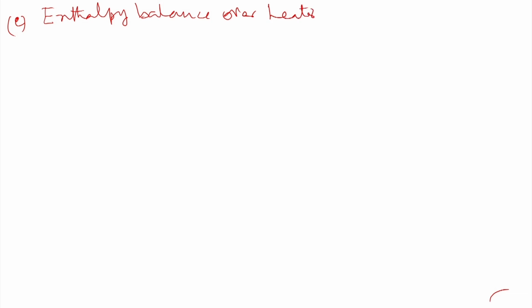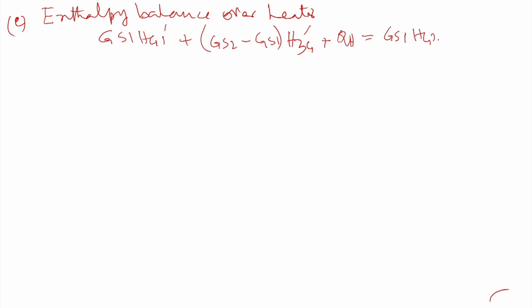So, we will be doing this GS1 into Hg1 prime plus whatever is recycled back, that is (GS2 minus GS1) into Hg3 prime, which is lost actually. So, we can see this QH amount is nothing but what is entering actually, that is GS1 into Hg2 prime. So, we will be putting all this to get whatever amount of heat is lost. That actually we will find out from here.